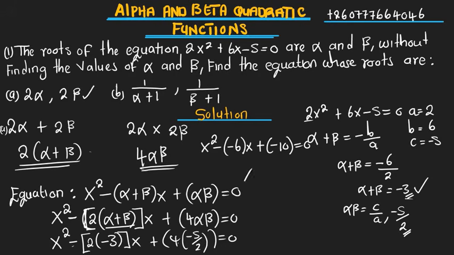So together we're going to have x power 2 plus 6x minus 10 equal to 0. This becomes our new equation for the first one. So always find the sum and the product of the roots given. We go to the second part, which happens to be b. So for b, we'll use the same concept.